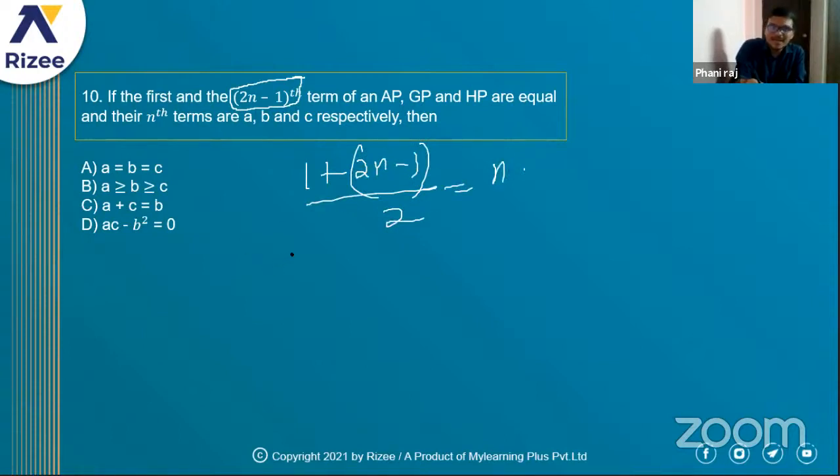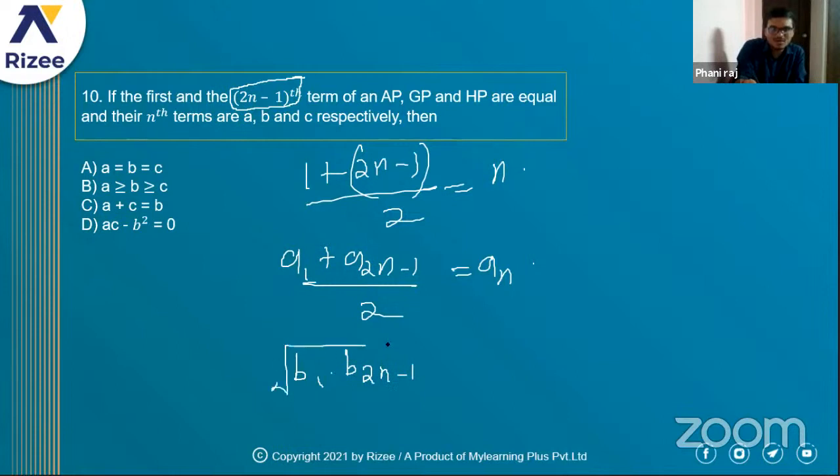So for AP, A_1 plus A_(2n minus 1), divided by 2, will give the nth term. Similarly, B_1 into B_(2n minus 1) under root will give you B_n.